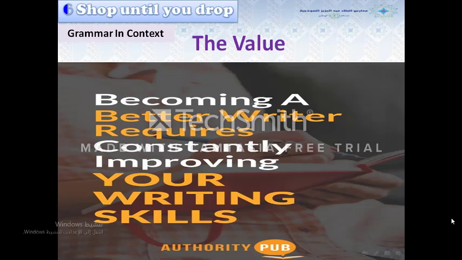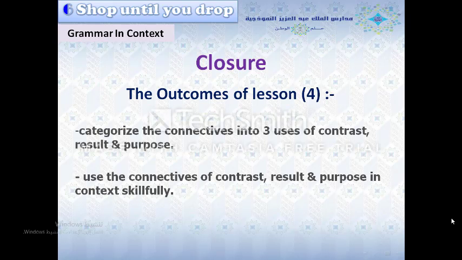The value. Becoming a better writer requires constantly improving your writing skills. The closure. The outcomes of lesson 4. We recognize the connectives into 3 uses of contrast, result, and purpose. We use the connectives of contrast, result, and purpose in the context skillfully.